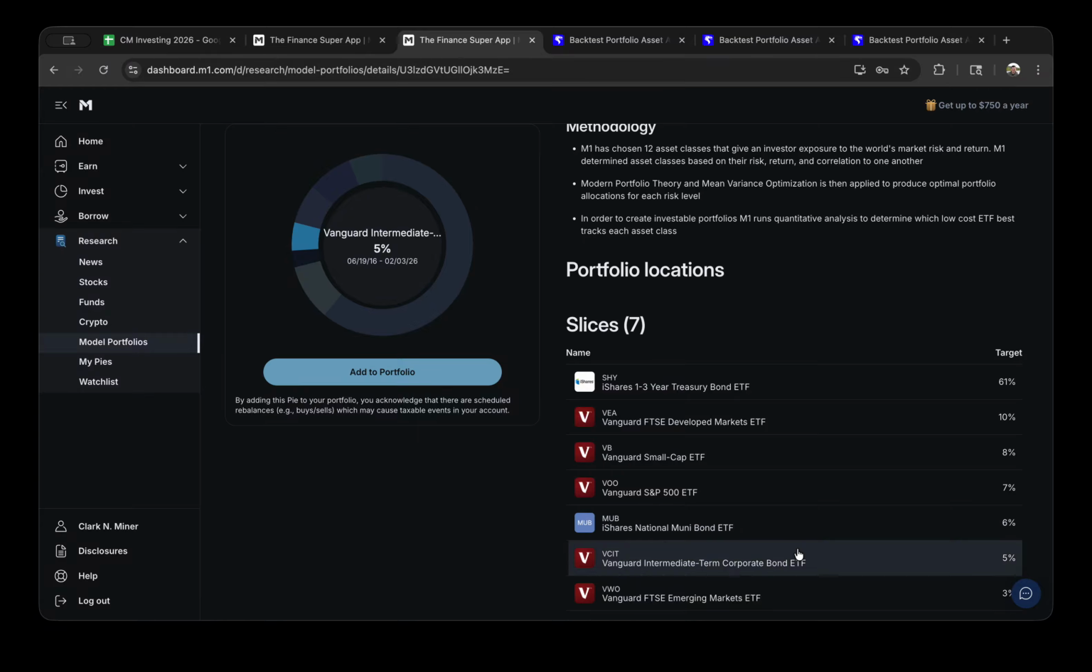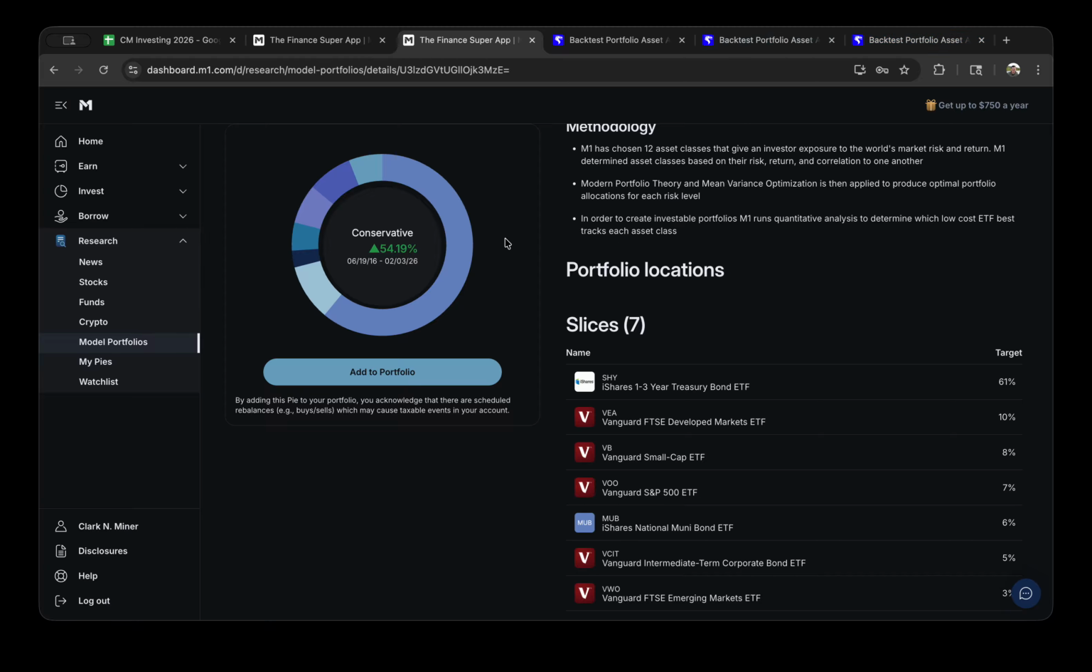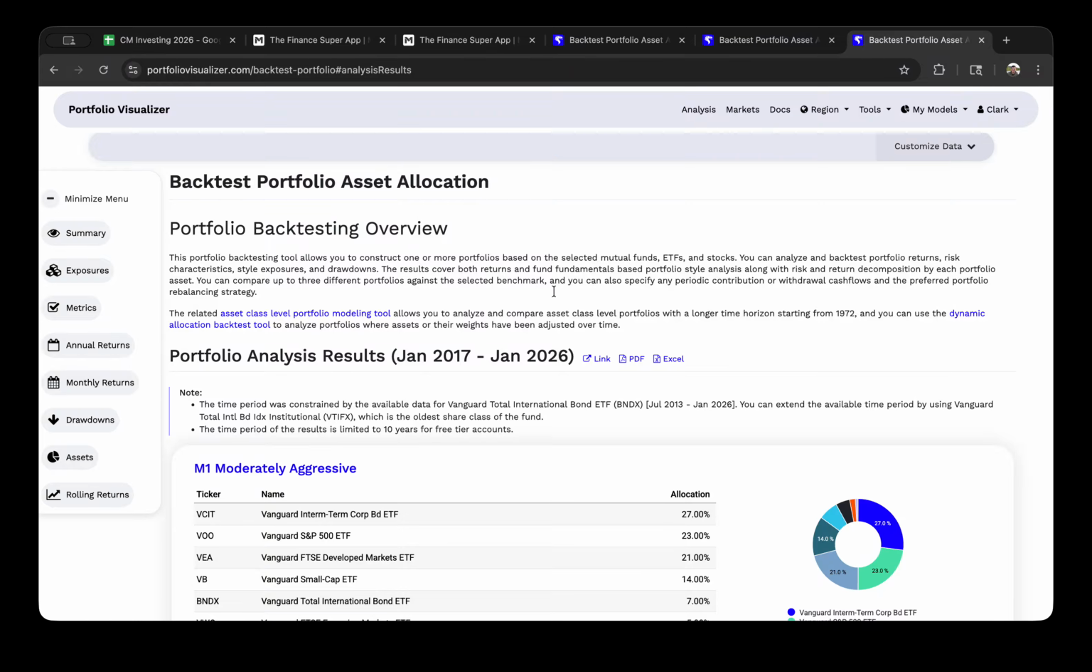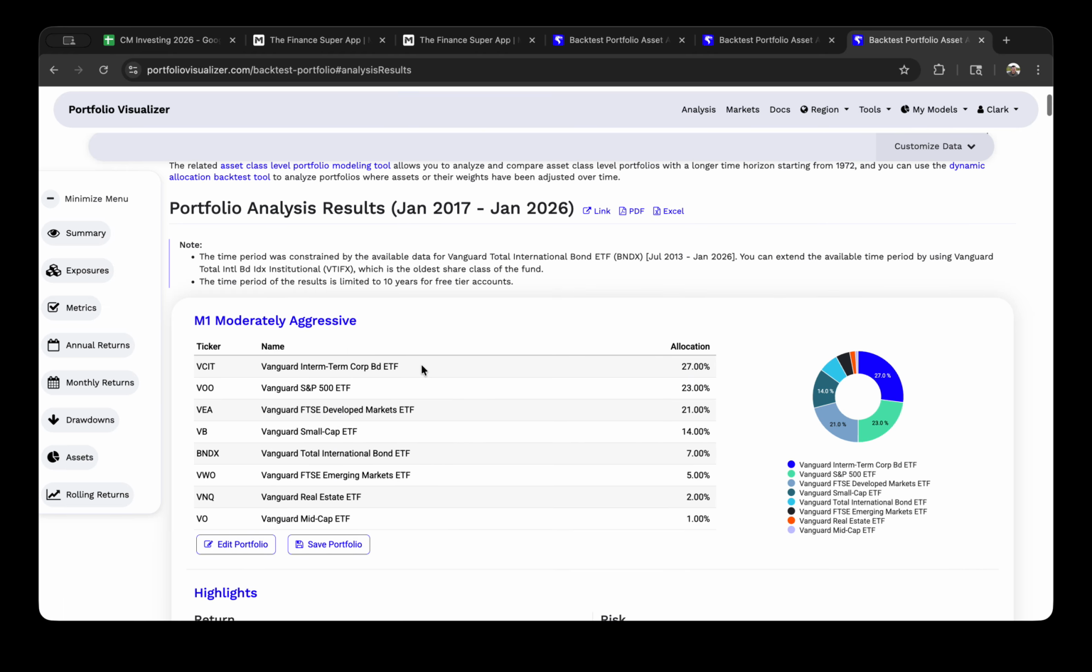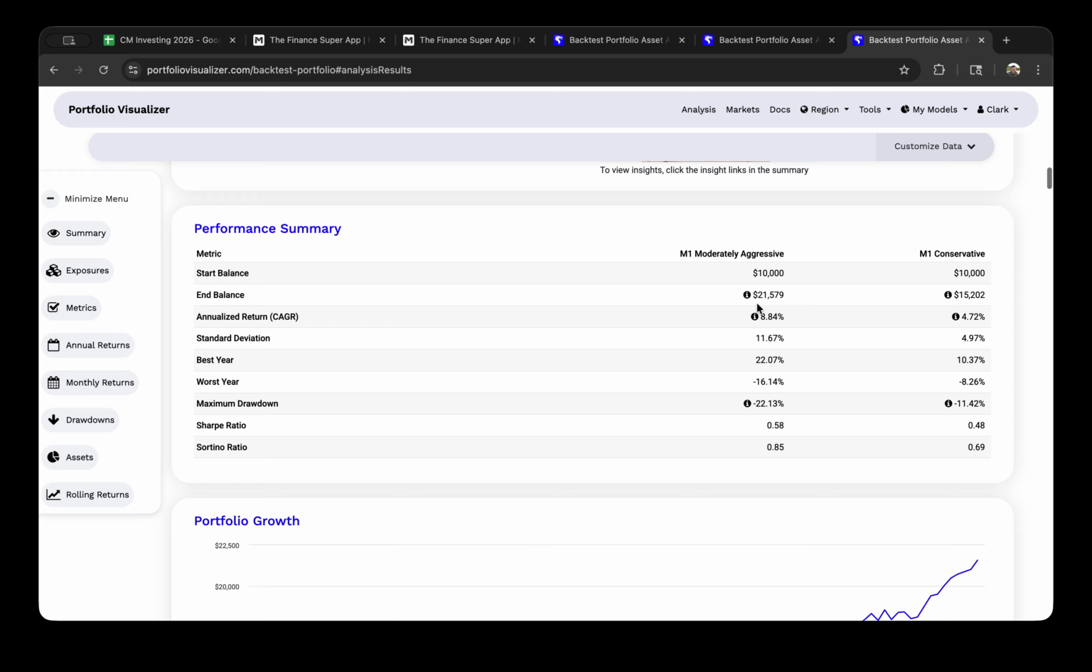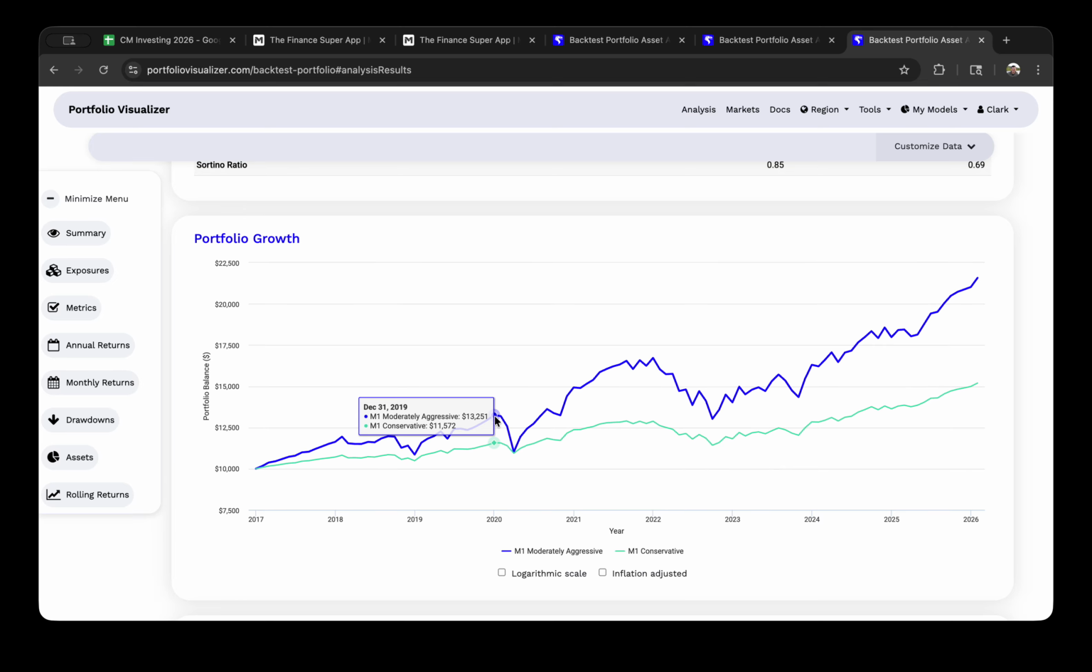And it has these other things. So I loaded these two portfolios up in Portfolio Visualizer as well. So you can see M1 moderately aggressive and M1 conservative portfolios. And you can see a lot more detailed information, right? So moderately aggressive, if you started with $10,000, you'd have $21,579. With the conservative, you'd have $15,000. The difference in compound annual growth rate and the difference in drawdown, and a graph of what that kind of looks like, right?